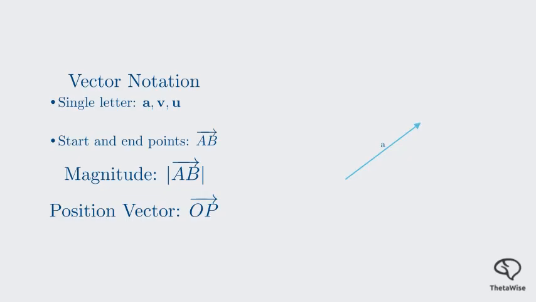This means we can move a vector around in space as long as its length and direction remain unchanged, and it will still be considered the same vector. So, to recap, we've established two key ideas: that a vector can be identified by a single bold letter or by its start and end points, and that a vector is a free object, meaning its position does not affect its identity, only its magnitude and direction matter.